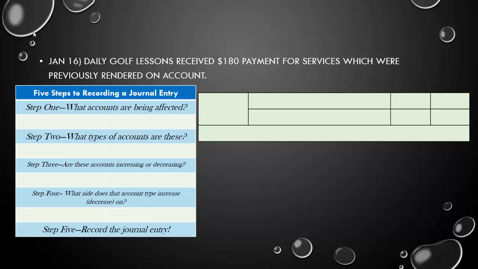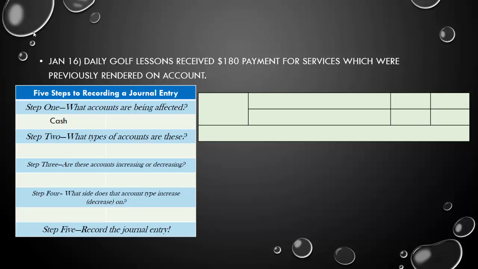On January 16th, Daily Golf Lessons is going to receive $180 for services which were previously rendered on account. What does that mean? It means in the past we did services and we billed people for it and they owed us money. Well, now they're actually paying us. So one of the accounts that's going to be affected, since they're actually paying us, is cash. What other account is going to be affected?